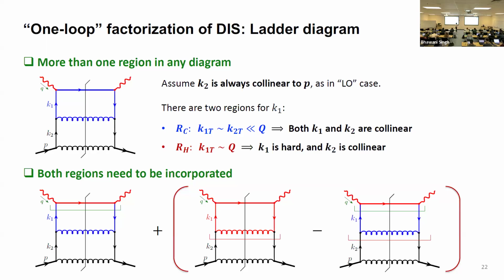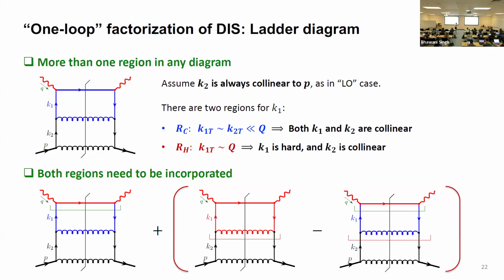We insert a projector here. We approximate the momentum K1 as it enters the upper part, and we insert a spinor projector to project this line on shell. And that's what we do here for the region when K1 is collinear.